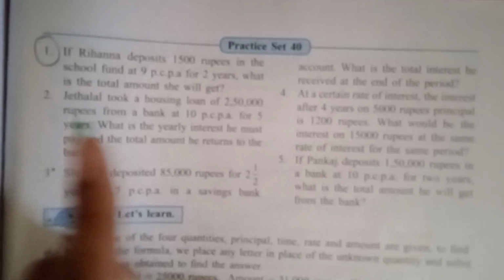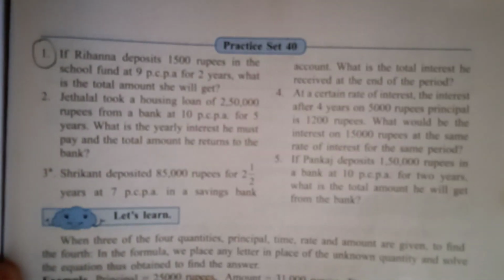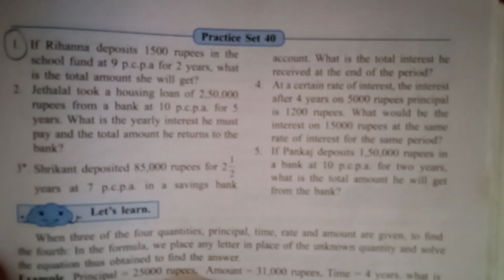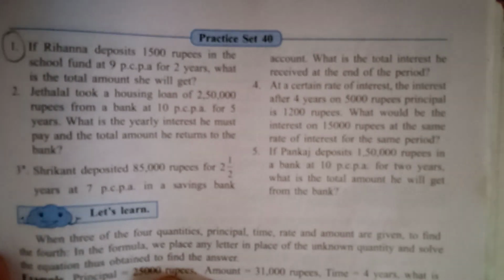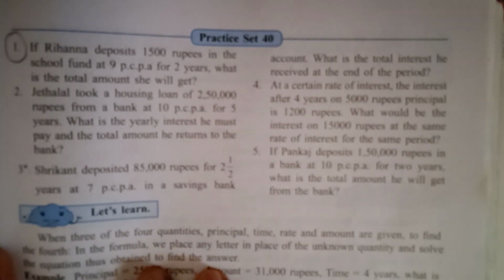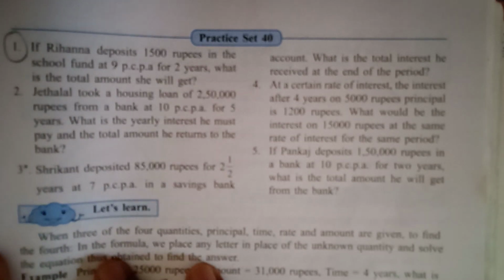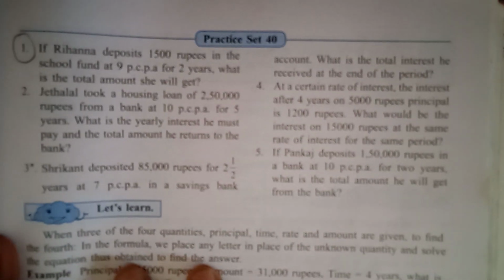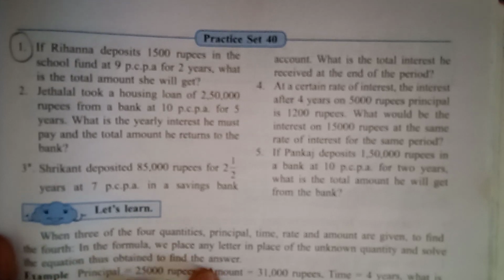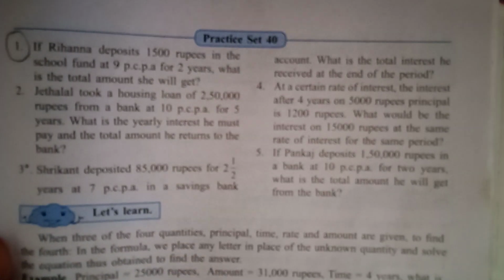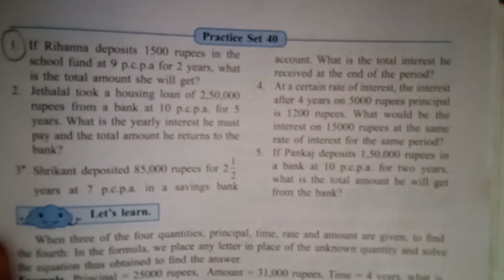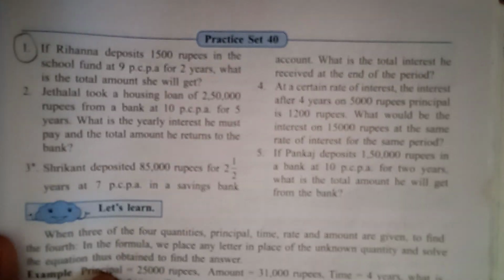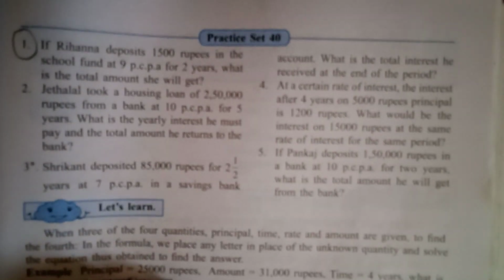Question 1. If Rihanna deposits 1500 rupees in the school fund at 9 PCPA for 2 years, what is the total amount she will get? So here we have to find that Rihanna deposits 1500 rupees in a fund at 9 percent per annum rate of interest for 2 years. So what is the amount she will get? So let's see the answer.